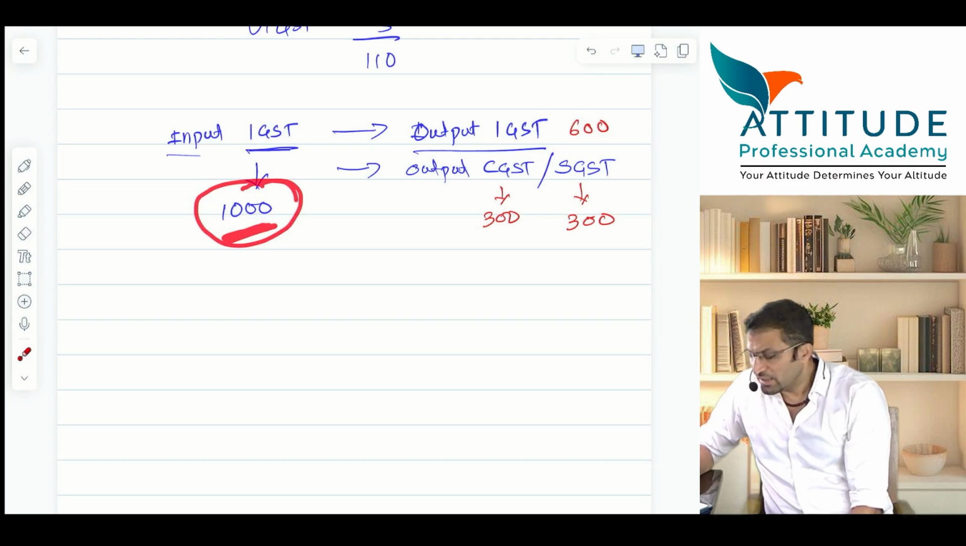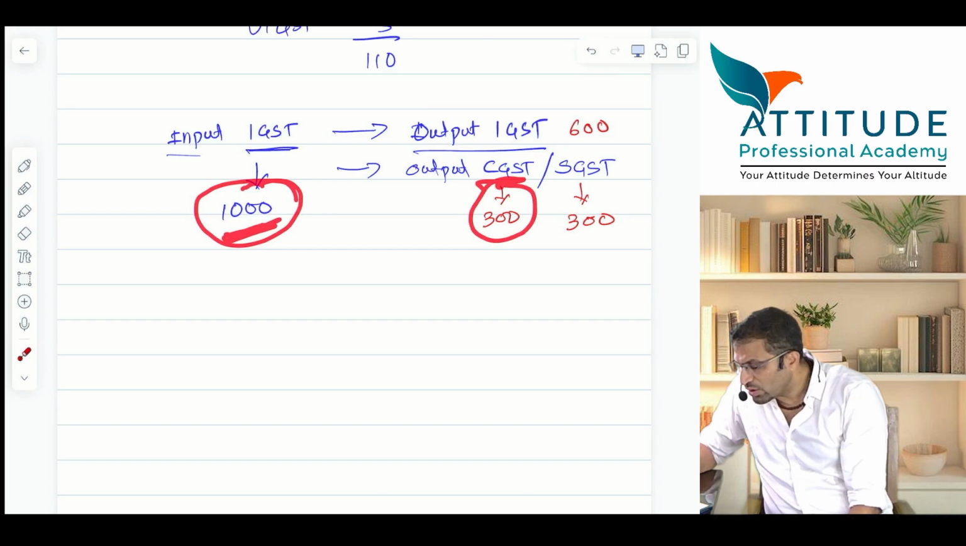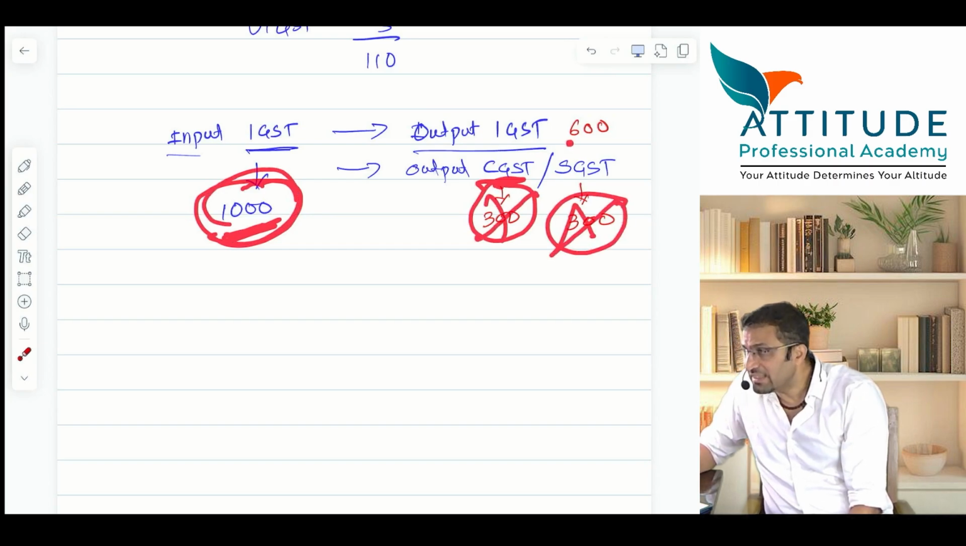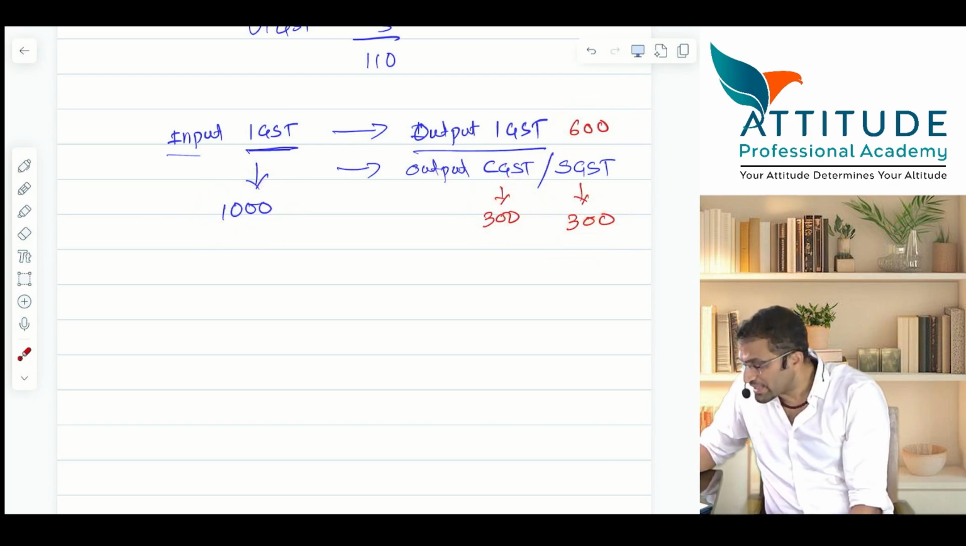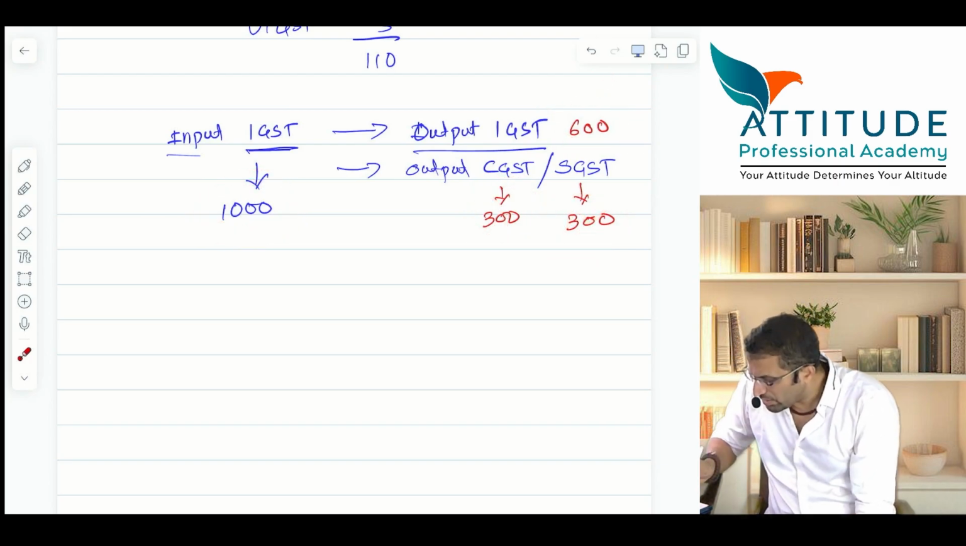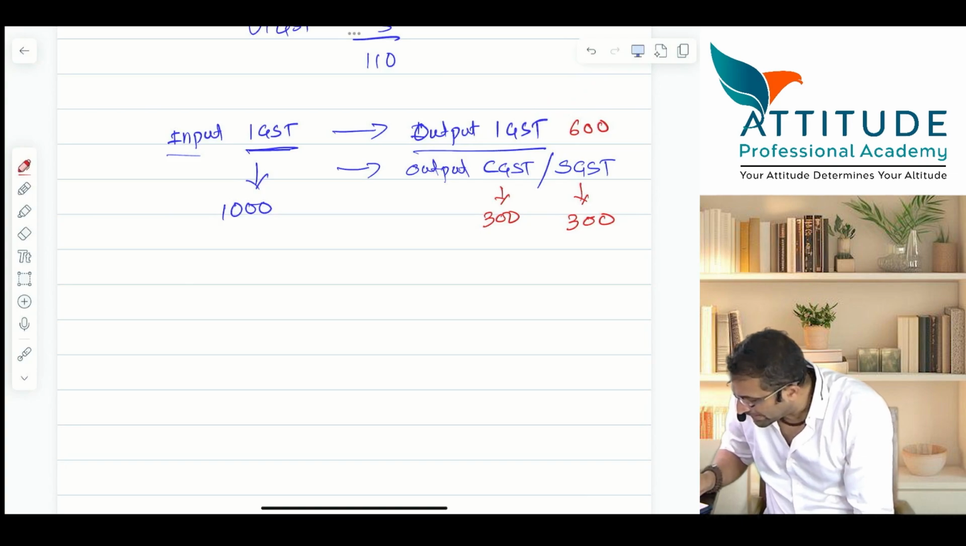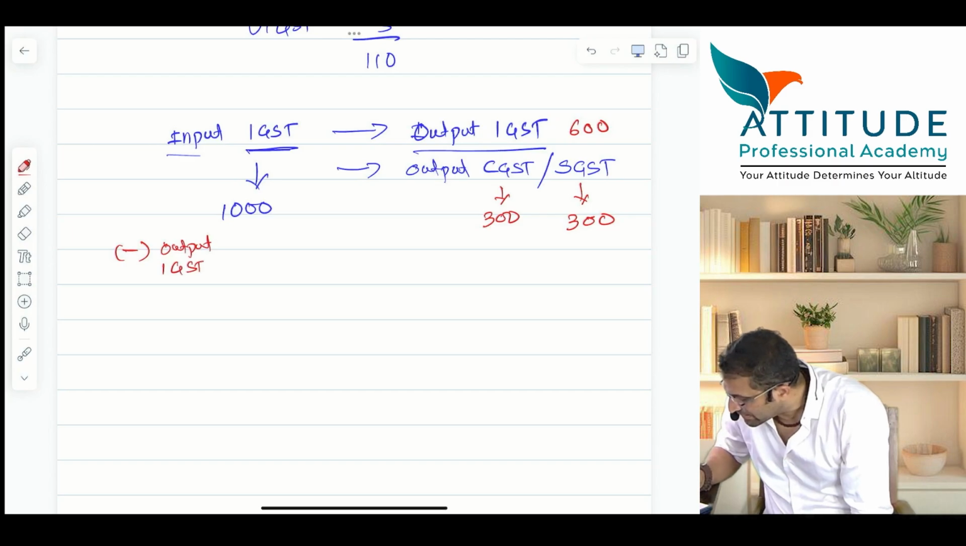Correct? So this 1000 rupees, can you first adjust against this 300? No. This 300? No. This should be adjusted against 600. So first here. So what will it be? Minus output. Tell me, output IGST how much? 600, balance how much?